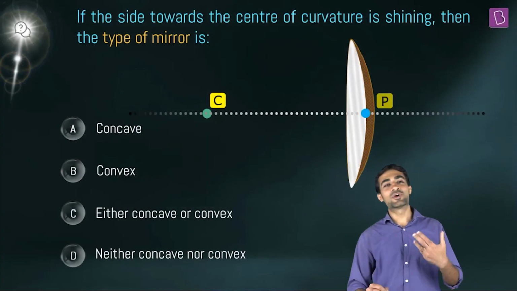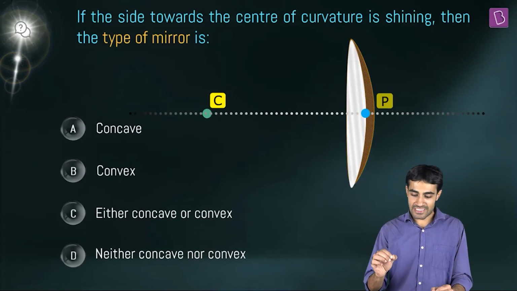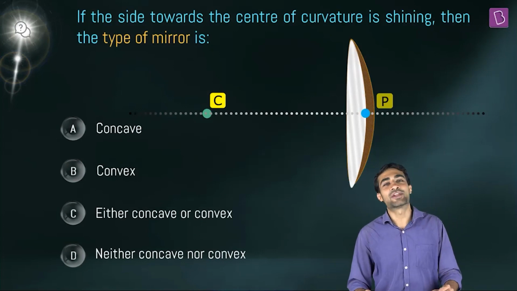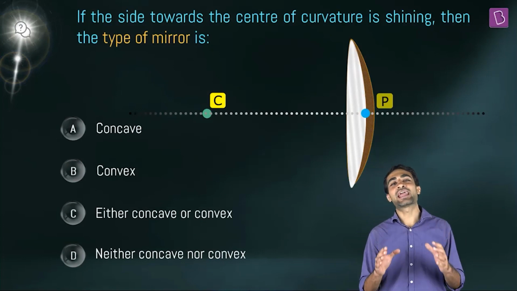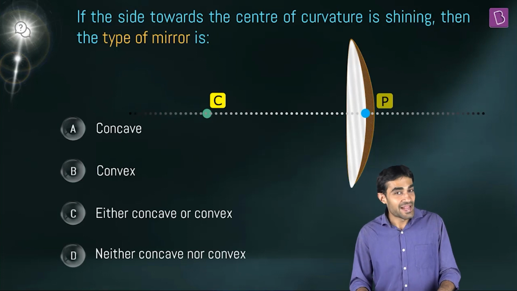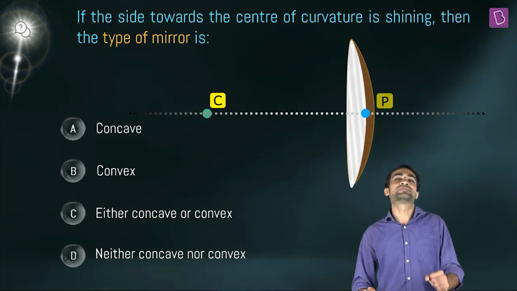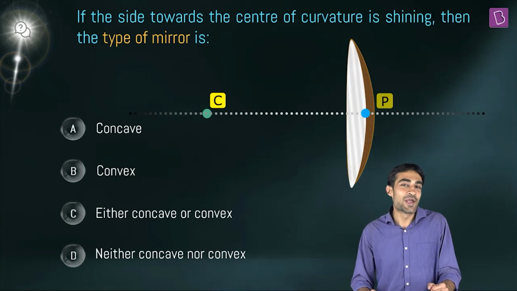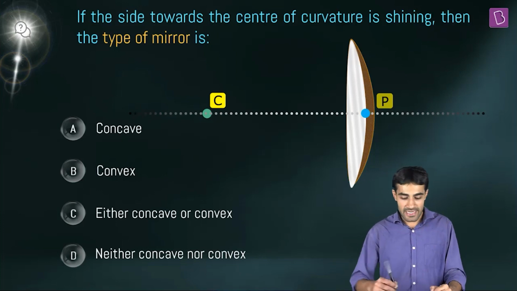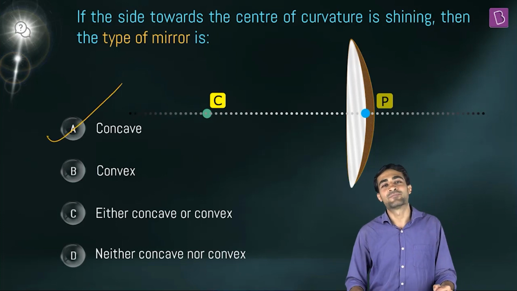If the side towards the center of curvature is the shiny side, then the type of mirror is. So what is the name of this mirror? Question says, look at this mirror and tell us the name of this mirror. Concave or convex? What do you think? Do you remember? The name of these types of mirror is concave mirror.